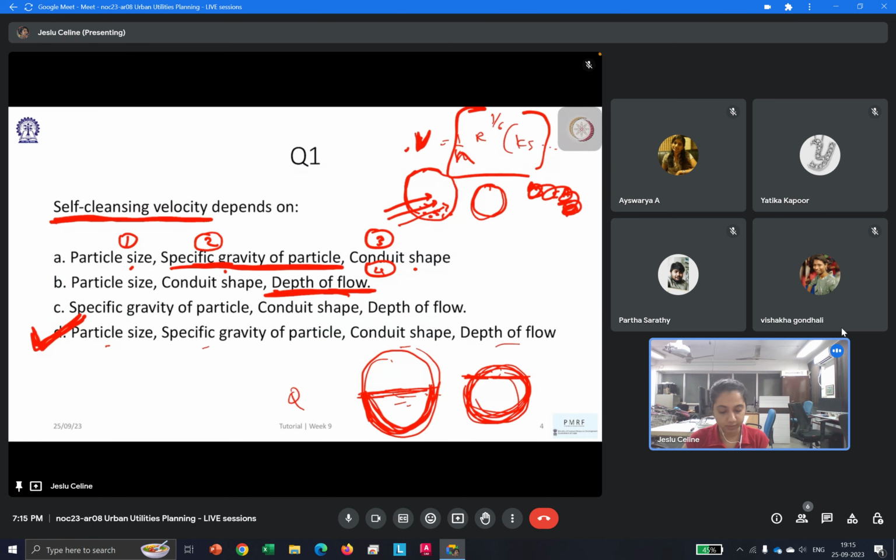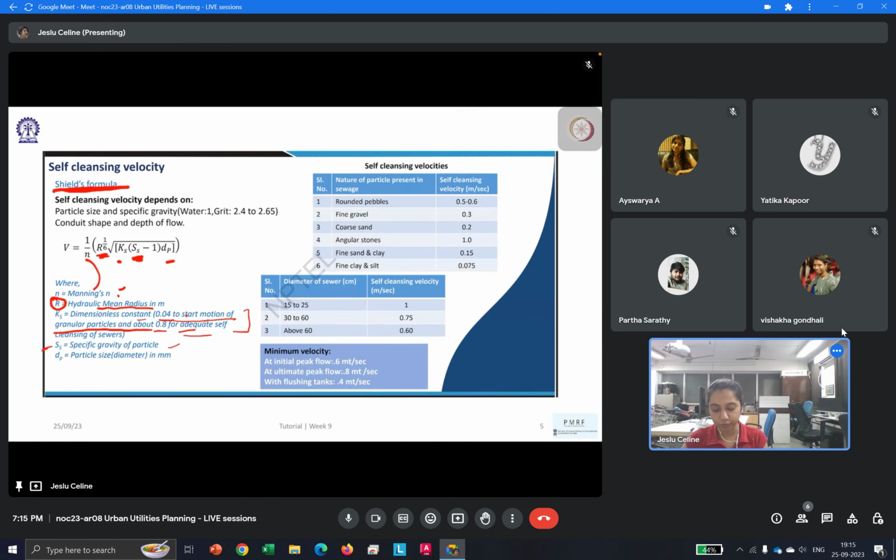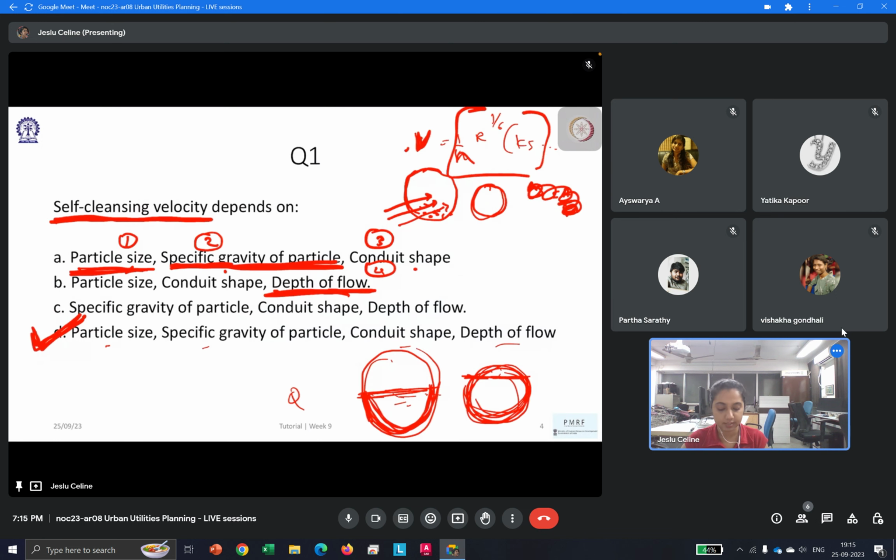The specific gravity of the particle. Does that influence? Yes, the specific gravity of the particle is also a part of this. And finally, D, which talks about the particle size. So that is what was there in the first one, which is particle size. And of course, the conduit shape as discussed. So this we discussed in terms of circular sewer.